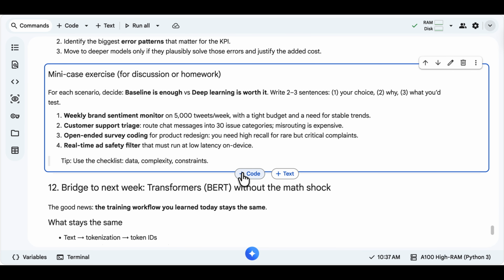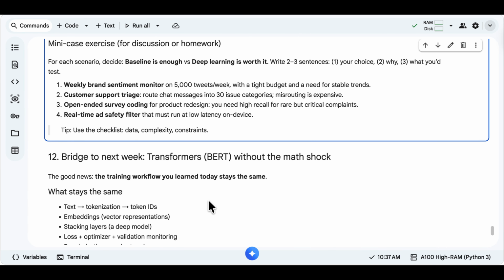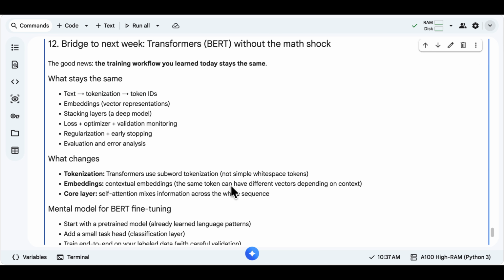This cell should make next week feel less intimidating. The good news is that the workflow stays the same. We still tokenize text, map tokens to embeddings, train with a loss and optimizer, monitor validation, regularize, and evaluate carefully. What changes is the representation and the architecture.